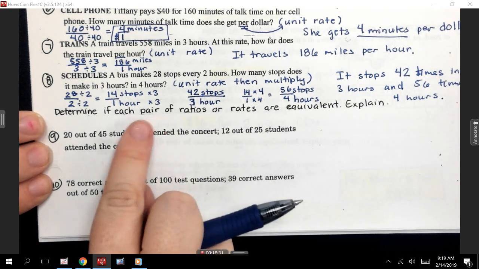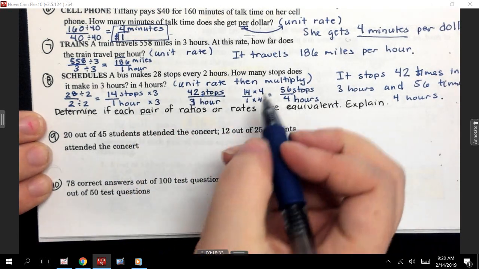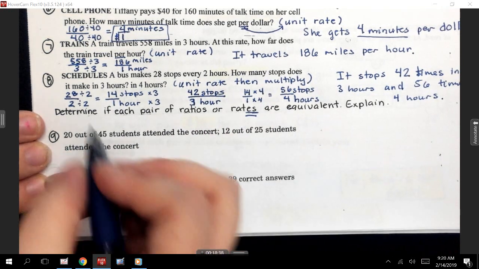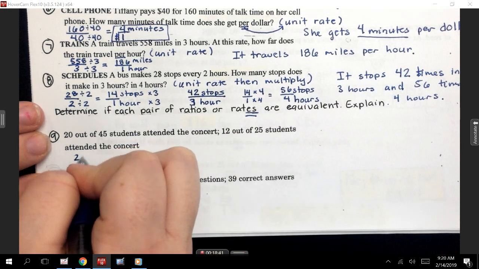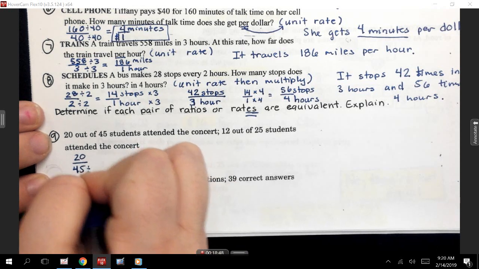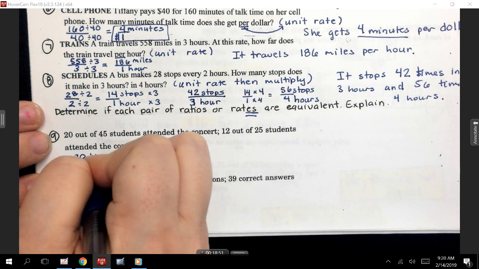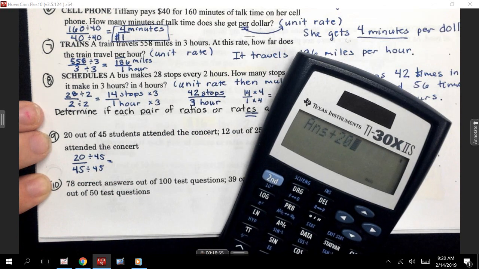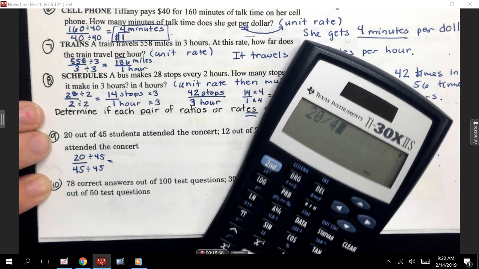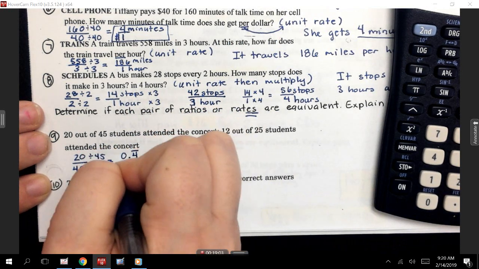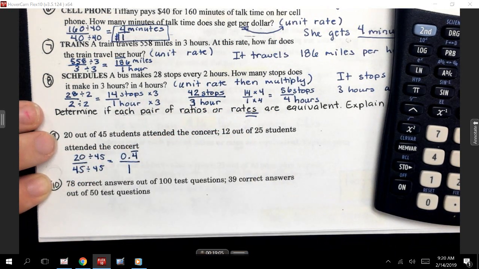Number 9, determine if they're equivalent. Determine if the rates are equivalent. If it says rates, I need words. So I'm going to start with the 20 and 45. So I get 20 on top, 45 on the bottom. All right. If I'm making them a unit rate, I'm going to divide by 45. All right. So 20 divided by 45 using my calculator. I end up with 0.4 repeating, so 0.4. I'm going to put a bar over 1.